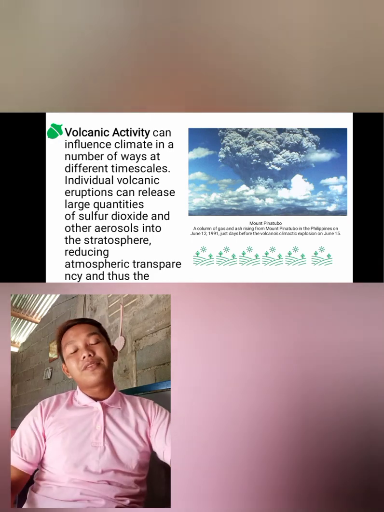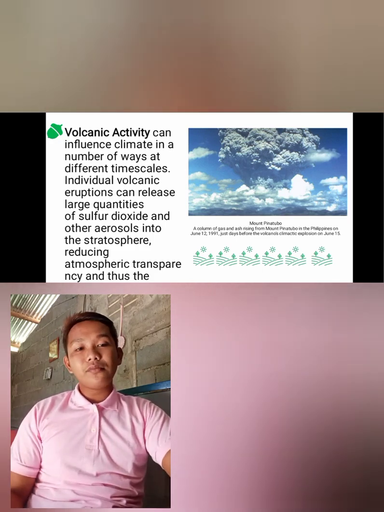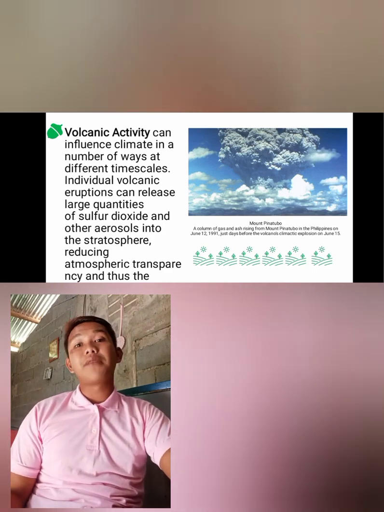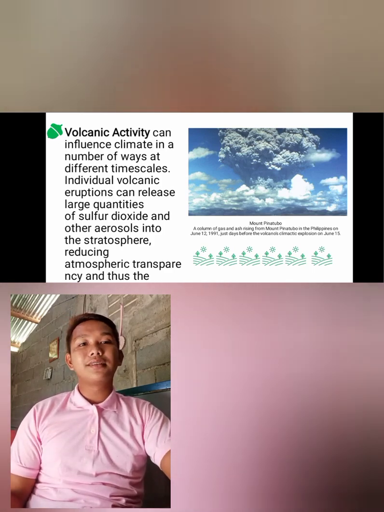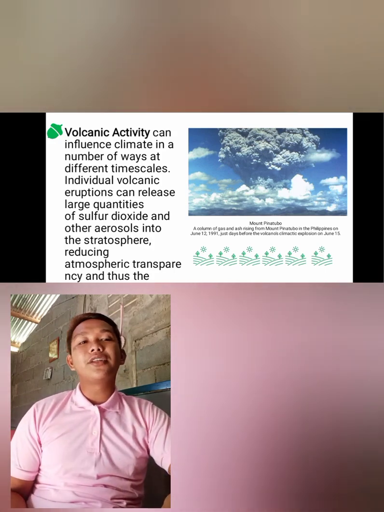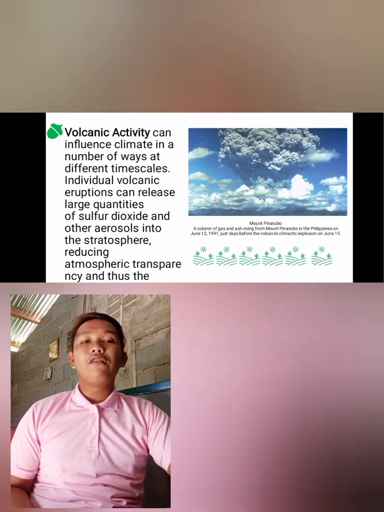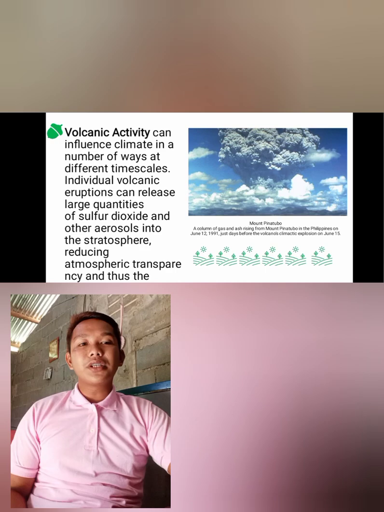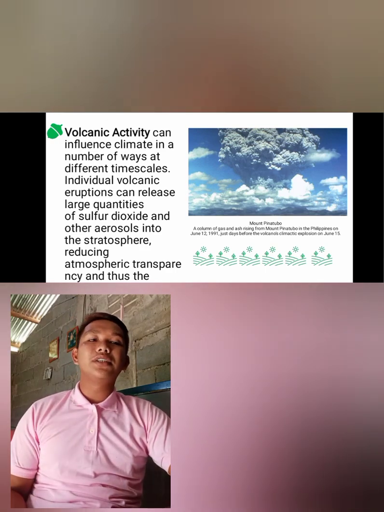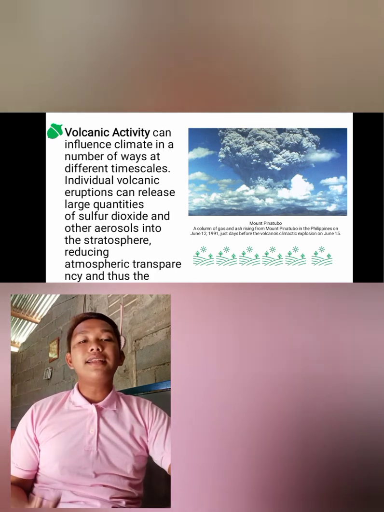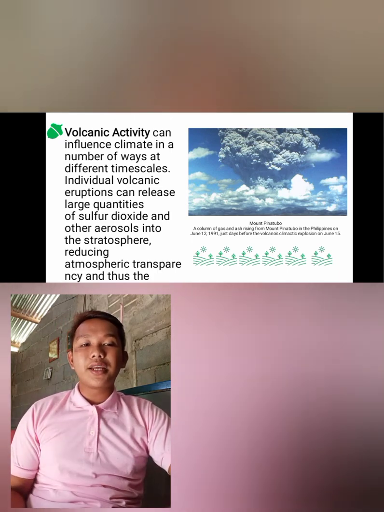Volcanic activity. This is one of the causes of climate change also. Volcanic activity can influence climate in a number of ways and on different timescales. Individual volcanic eruptions can release large quantities of sulfur dioxide and other aerosols into the stratosphere, reducing atmospheric transparency and thus the amount of solar radiation reaching the Earth's surface and troposphere.